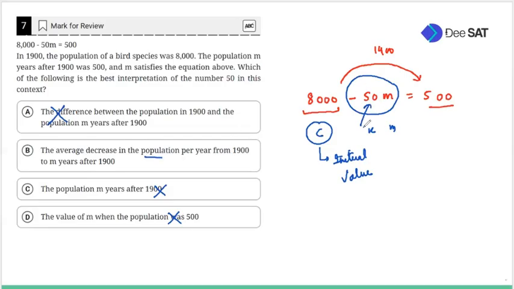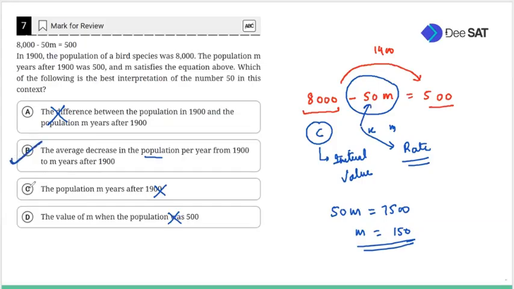That means this represents a rate per year: 50 birds are being reduced every year for a number of years, and then the total number of birds left is 500. If you want, you can figure out the value of m also. You just need to solve it. 50m is equivalent to 7,500. The value of m is 150. That means in 150 years after 1900, the population is reduced to 500. So B will be the correct answer.